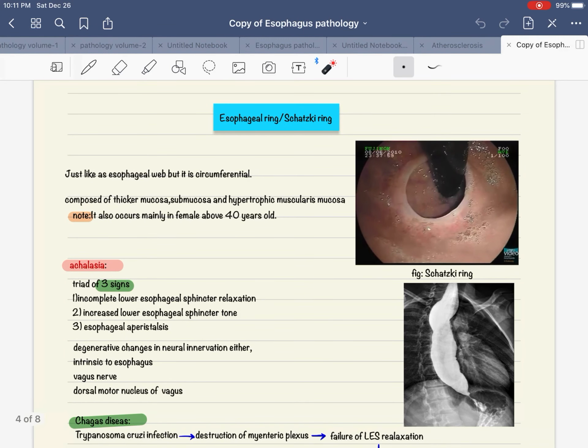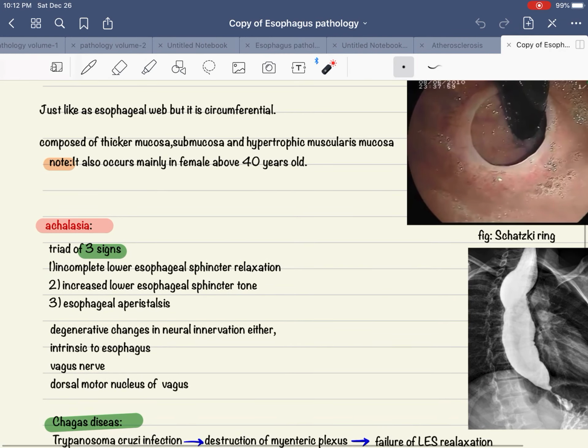Okay, so we will discuss another important topic, and these types of patients are usually found in our ward. This is called achalasia. You have to remember that achalasia is an aggregation of three cardinal signs. What are these? The first is incomplete lower esophageal sphincter relaxation. We know that in the esophagus there are two sphincters: this is the upper esophageal sphincter and this is the lower esophageal sphincter.